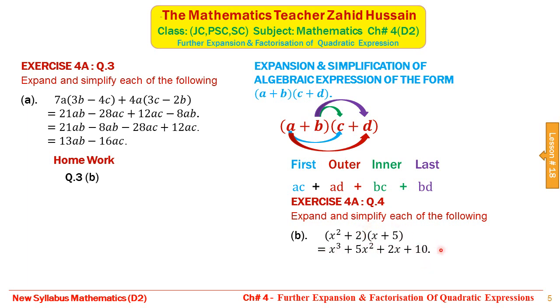Now this is the expansion. Now if we want to simplify, we look that all these terms are unlike terms. There is no like term, so we will leave this expression as it is. So this is question number 4. You can solve its a part.